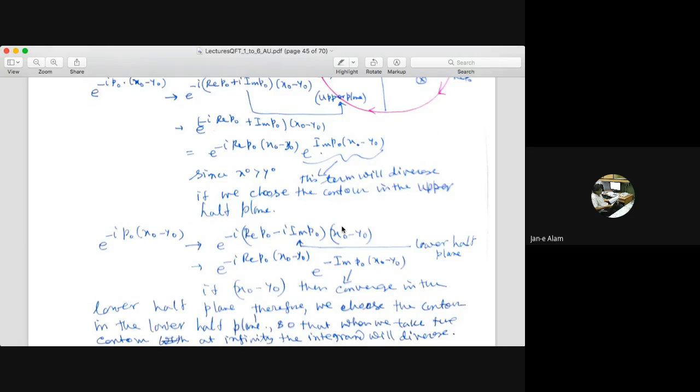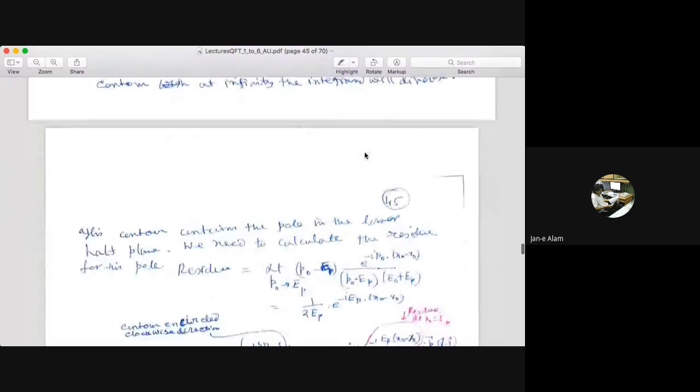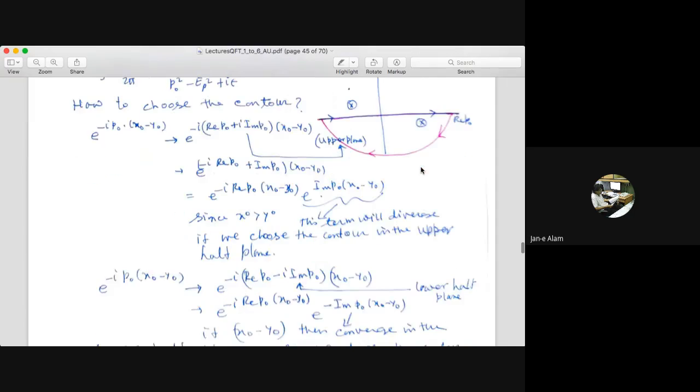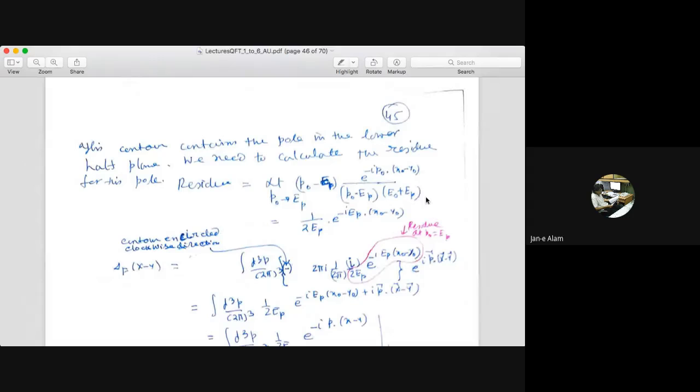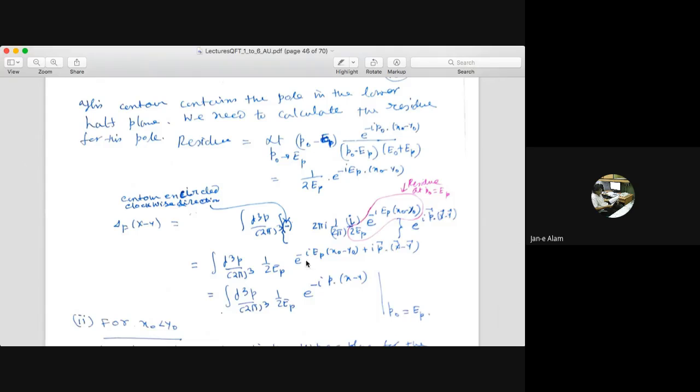So if I impose the condition x naught greater than y naught, then when I do the integration, I should choose the contour in the lower half plane, so that this part vanishes and I have the values along the real axis only. That is what I want. And then if we do that in the lower half plane, the only pole enclosed within this contour is the one just below the positive real axis. So I have to calculate the residue there. That residue I have calculated, and then the residue times 2 pi i times the ratio is the value of the integration, and then we got this value of the integration.